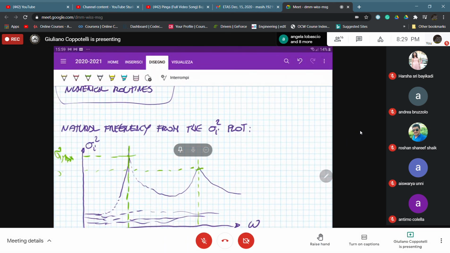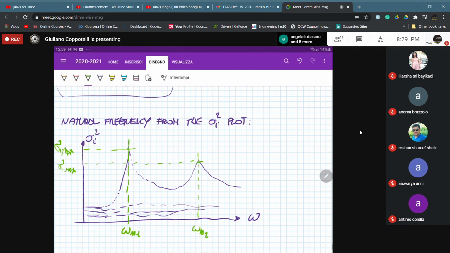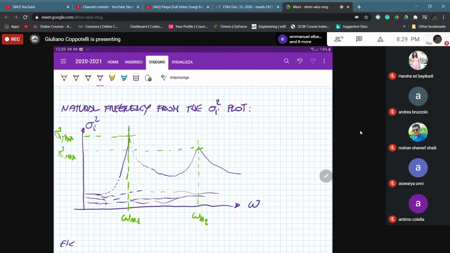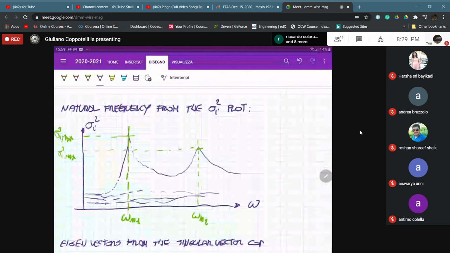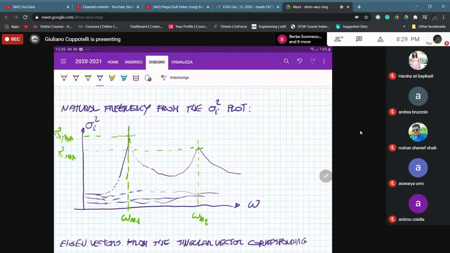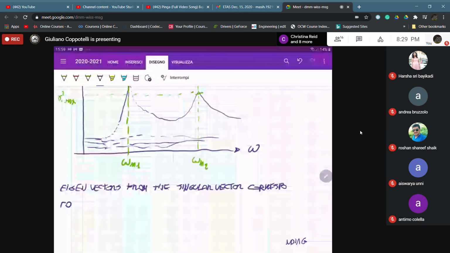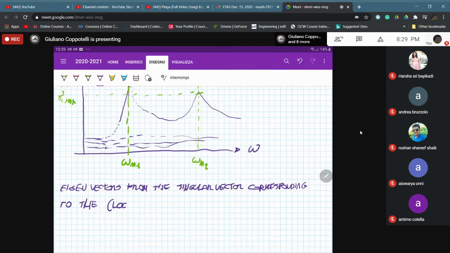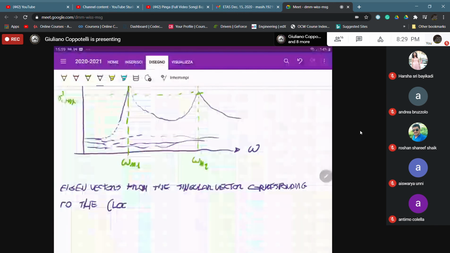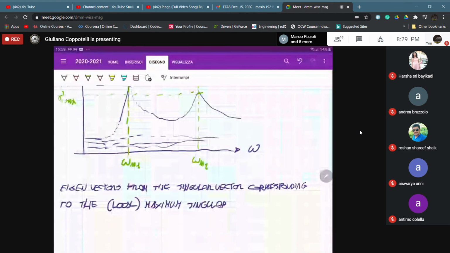Okay, and the corresponding eigenvectors: the singular vector corresponding to the local maximum singular value.